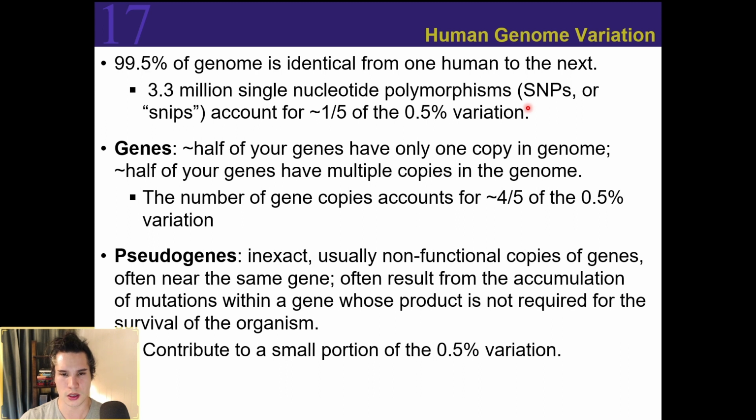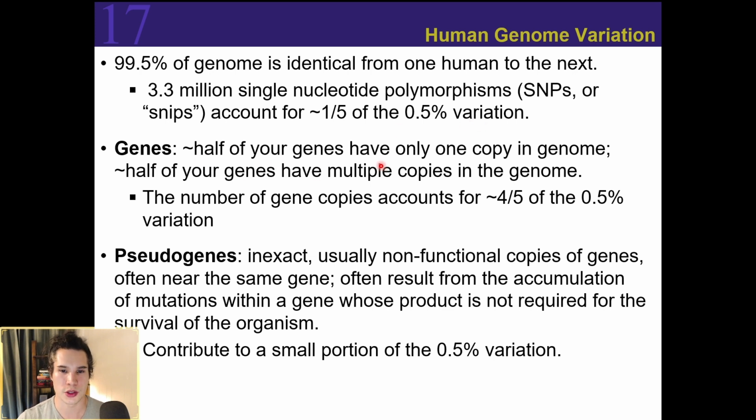an alteration in a nucleotide within a gene that would normally code for a protein. When you eventually get into transcription and translation, the sequence of amino acids might be different. And if the sequence of amino acids in a gene is different, you might actually get a different phenotype, for example. So these are just going to be variations in our genes. Only 1/5 of that 0.5% variation is due to single nucleotide polymorphisms.